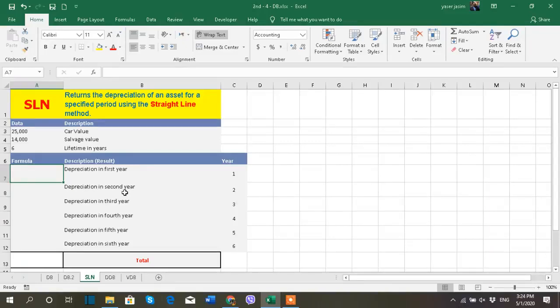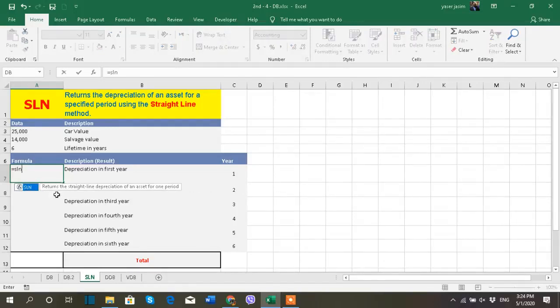The equation of the straight line method is very easy. You subtract the salvage from the cost, meaning the car cost minus the salvage value, divided by the lifetime. So all of them will be equally the same. We're not going to use the years, and this is the method we use to calculate the depreciation for the asset.